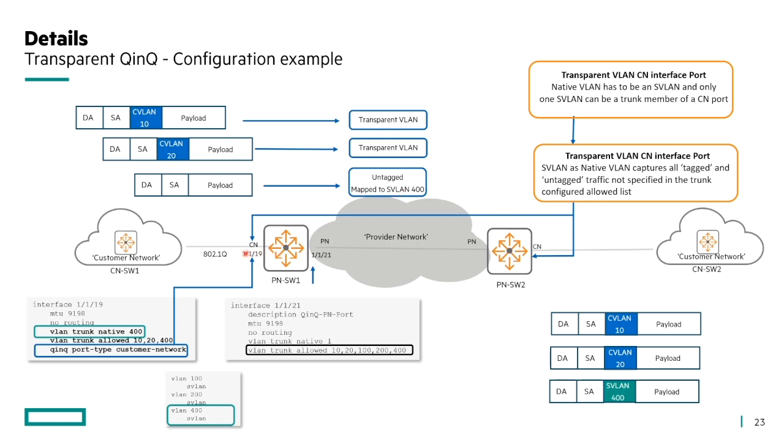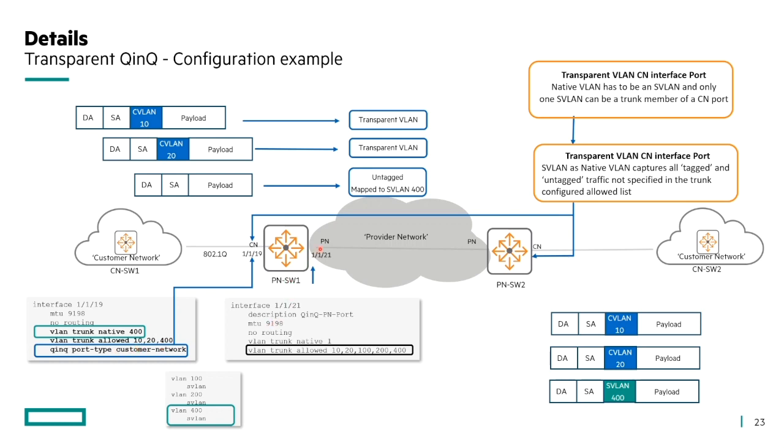If we look at the CN configuration on this particular CN port, the first thing to note for transparent QinQ is that the CN port does need to be configured as a trunk port, or if it's using a LAG, and the native VLAN must be an SVLAN. The transparent VLANs are defined with the QinQ port type network command, and the native VLAN captures all tagged and untagged traffic not specified in this trunk allowed list.